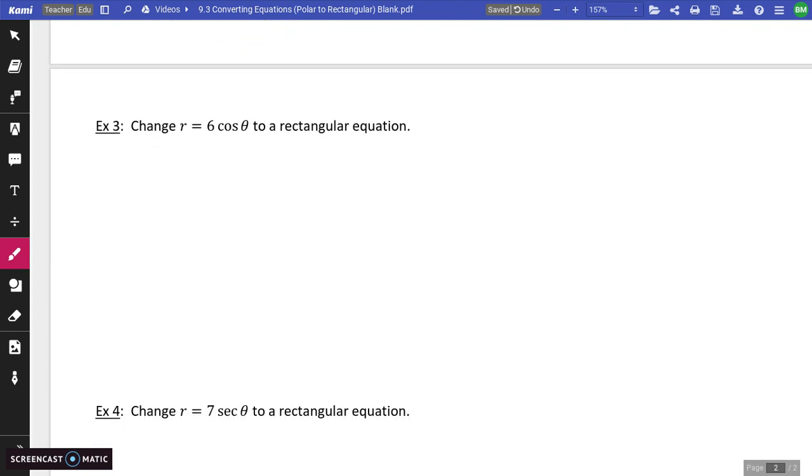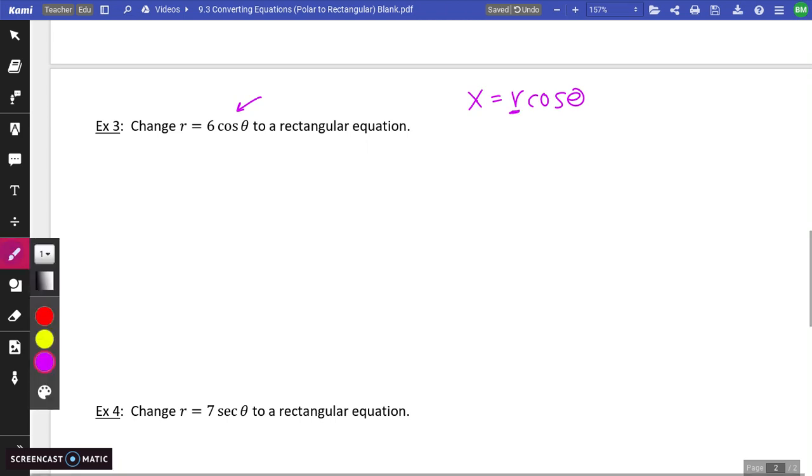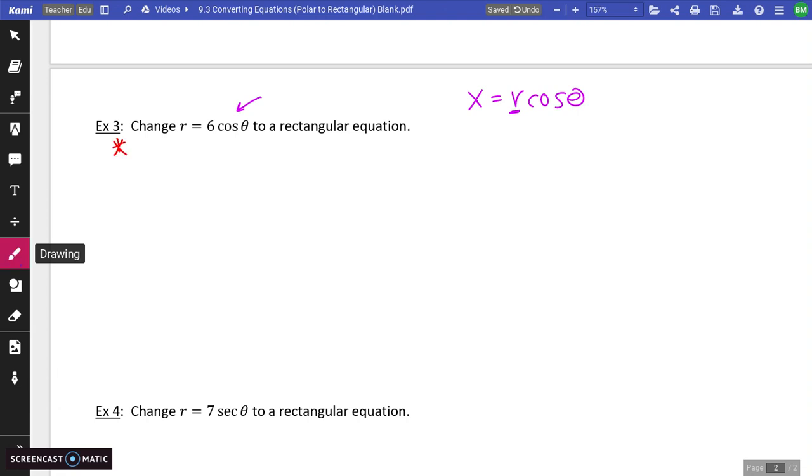Next, we have r equals 6 cosine theta. Now, this kind of looks like the one we just did. The problem is this right side over here. I don't have the r, because we know x is equal to r cosine theta, but I'm missing this r. Okay, so one thing I can do to introduce that, we might want to make a note here, we'll multiply both sides by r. Okay, I can't just interchange anything yet because I don't have anything that's actually equal to each other from the equations in that initial box that we started with.